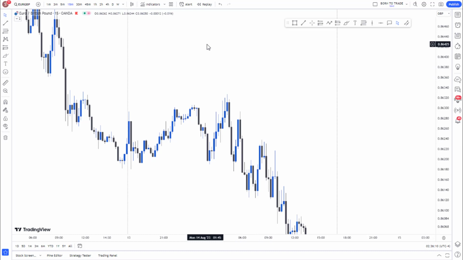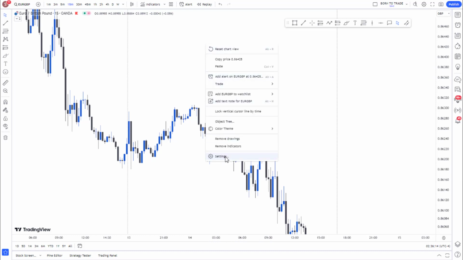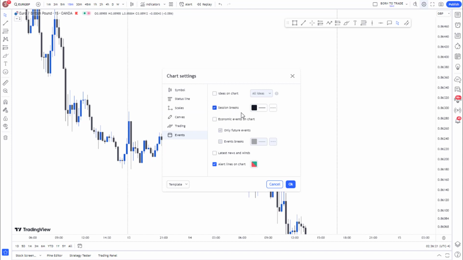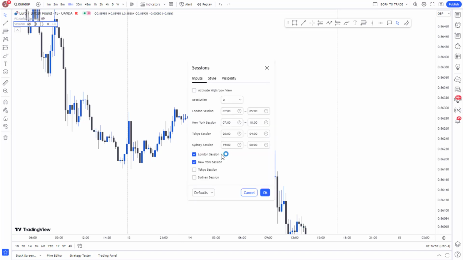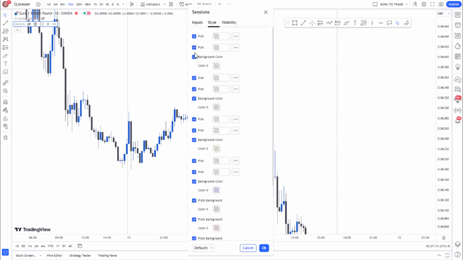So starting from this one, we're going to go to settings. You want to activate your session breaks, very important. So you're going to separate different trading days. From this area right here to here, this is Monday 14th August, which I'm going to be reading the price action. Now, what you need is your session indicator, and the session indicator I'm using is Session on Charts. If you go to the settings, activate London session and New York session, because these are the two sessions I'll be analyzing. So the London session, like I said, starts from 2 a.m. to 5 a.m. and the New York session starts from 7 a.m. to 10 a.m.